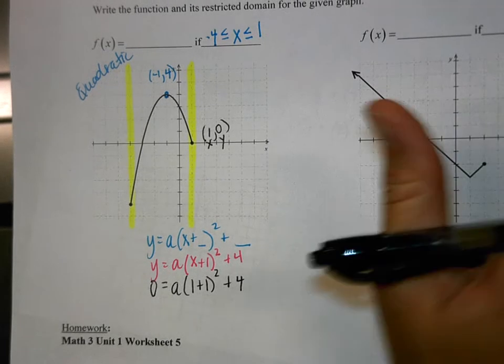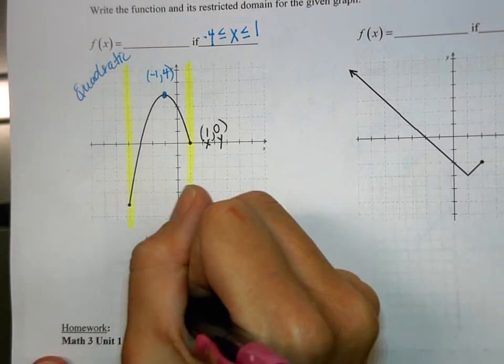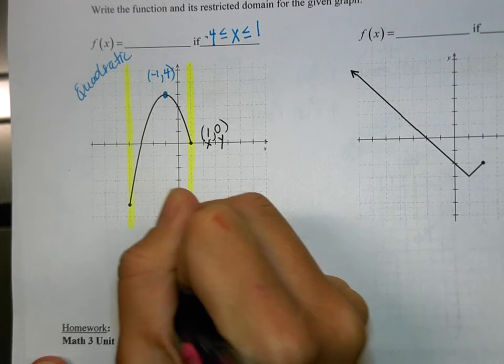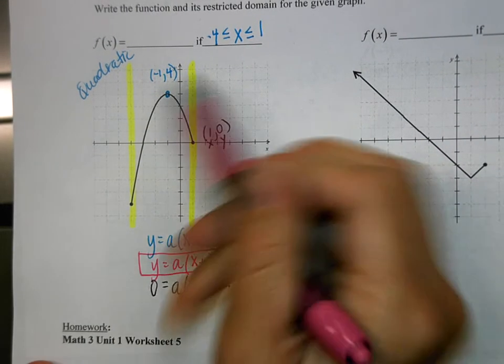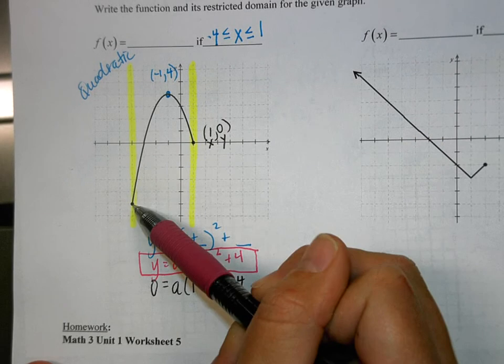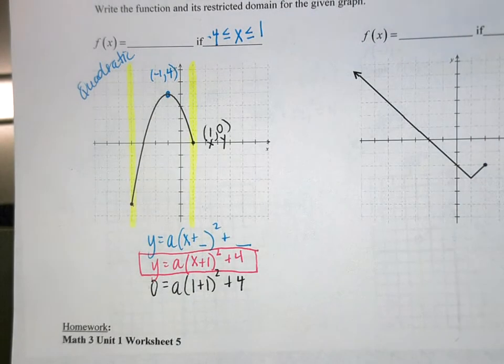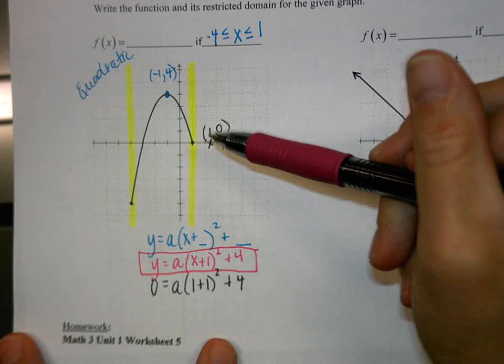So we are at this pink. We wrote this with our vertex, correct? Then we choose another point on the graph that's not the vertex. I just chose 1, 0. You could have chosen this point. You probably could have chosen this point. You just want to make sure it's an exact point. And then we plug these values in to solve for a.